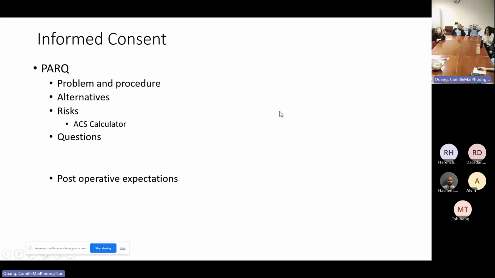Yeah. And then so we're going to take that patient to the operating room, right? Needs a surgery, needs an ex-lap. Patient's pretty sick. And we have to get some consent. So kind of what I was taught about informed consent for surgeries is the PARQ acronym. So the problem, the procedure, any alternatives, risks, and then any questions.